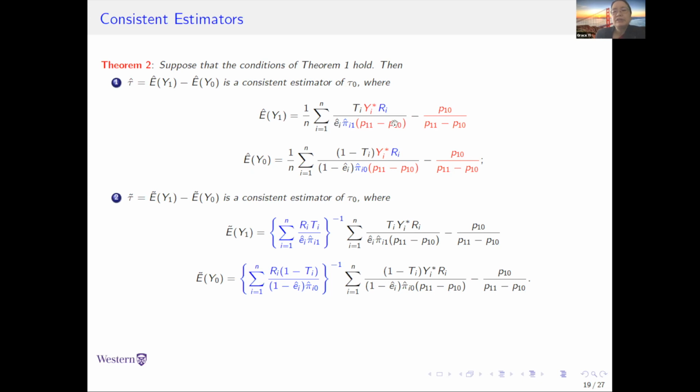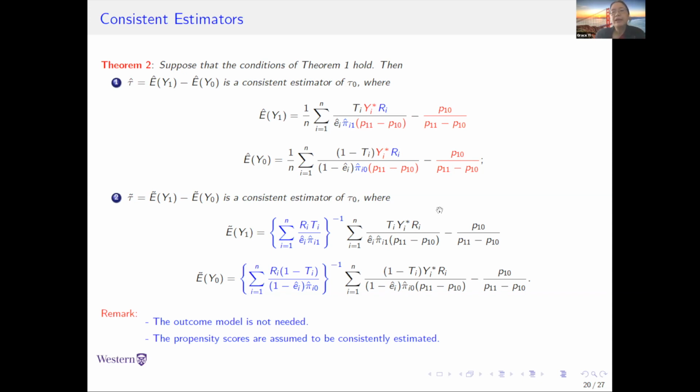Another approach is to use the same structures to do the adjustment, but further incorporate the number of subjects in the sample who are assigned to the treatment or control groups. In that case, we can also manipulate the factor 1/n. Instead of using the entire sample size, we can incorporate the missingness in these samples by replacing 1/n with those blue entries. It turned out either approach gives us consistent estimators for the average treatment effect tau zero.